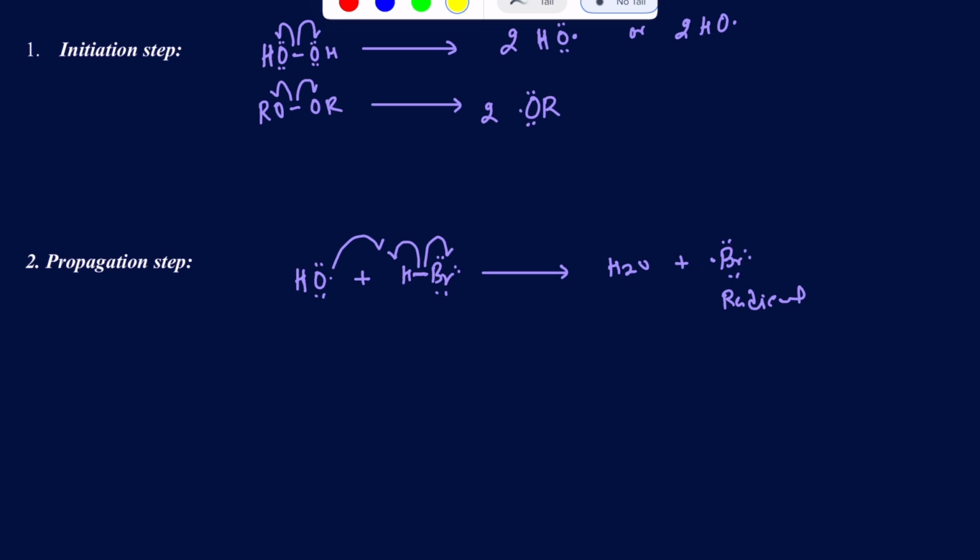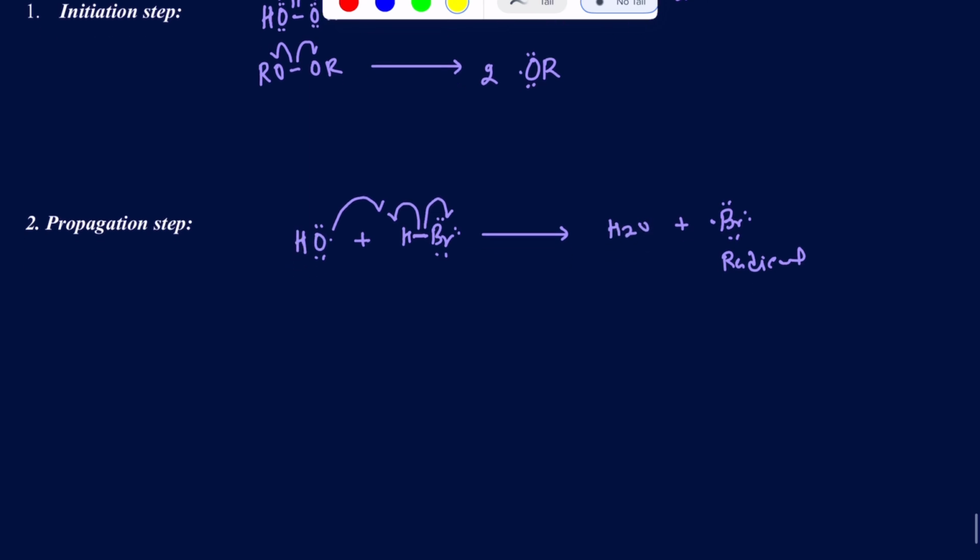If I was using ROOR, or the OR radical here instead of the HO, then I would be making an alcohol instead of water. So the method would still be the same. Here I would have an RO radical, and here I would make an alcohol at the end of the day. So this is one of the propagation steps. You can have multiple propagations.